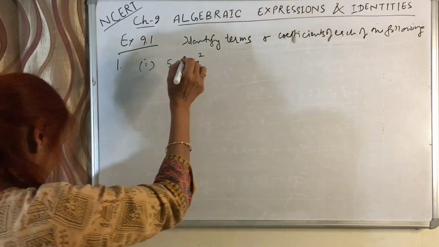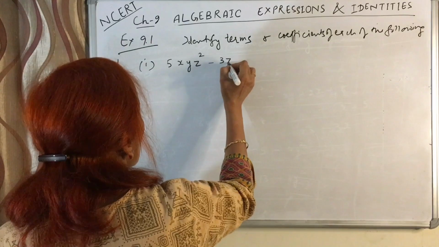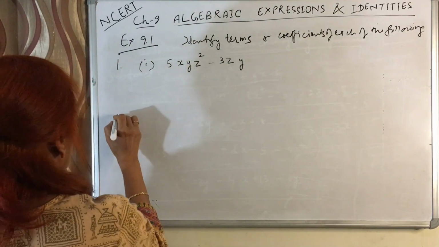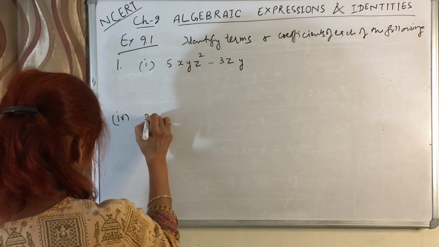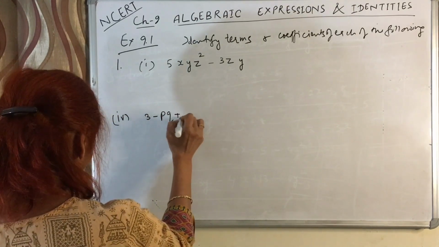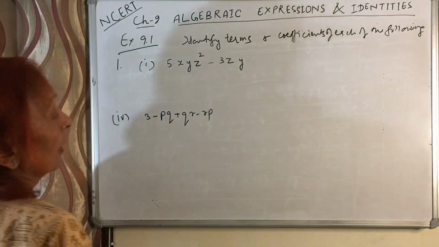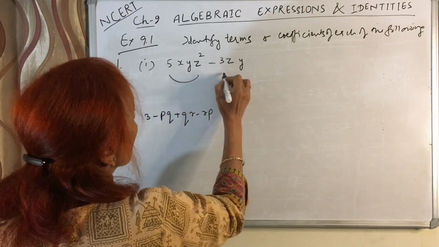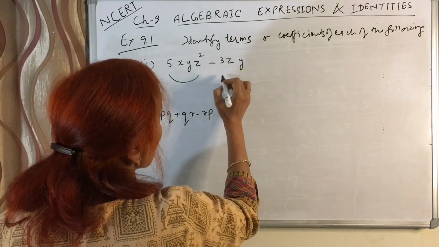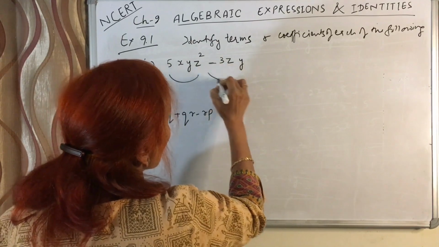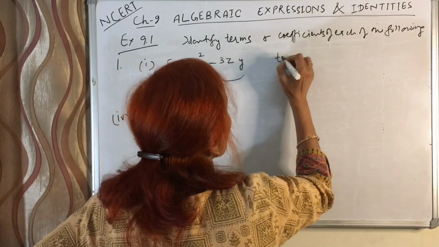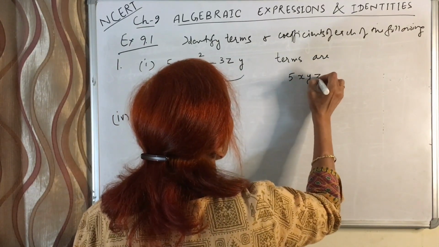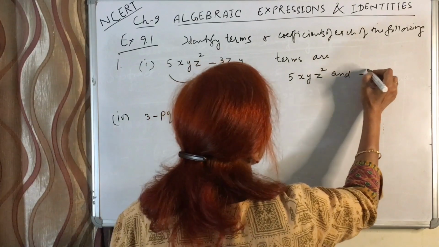5xyz square minus 3zy. After that we will do the fourth. Fourth is 3 minus pq plus qr minus rp. Identify terms. Here the terms are, one term is this and another term is this. Here the terms are 5xyz square and minus 3zy.